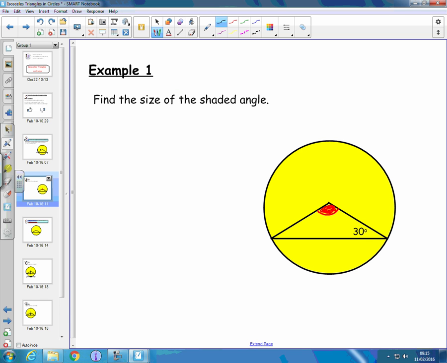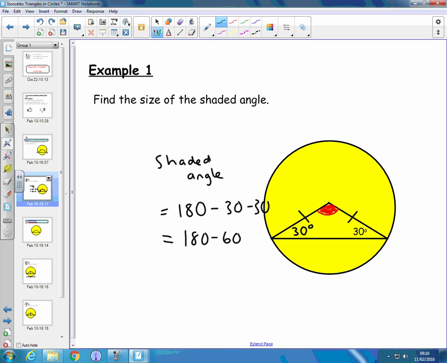So, example 1, we're going to find the size of the shaded angle. Now, because this is an isosceles triangle, this side and this side are both the same. Remember your properties of isosceles triangles. That also means that this angle here must be 30 degrees. So the shaded angle is 180, angles in a triangle, take away 30, take away 30, well, that's 180 take away 60, so we've got 120 degrees. So the shaded angle is 120 degrees.